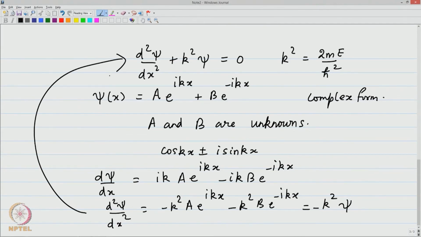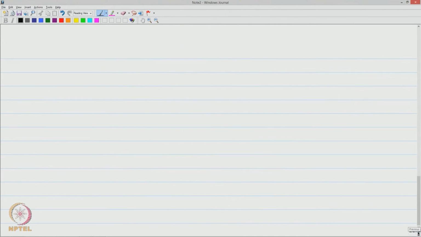Okay. So, the free particle kinetic energy operator is defined with the solutions that you have here, A e to the i k x and B e to the minus i k x. Is it acceptable? No, not acceptable. Why? Not acceptable unless a boundary is defined.